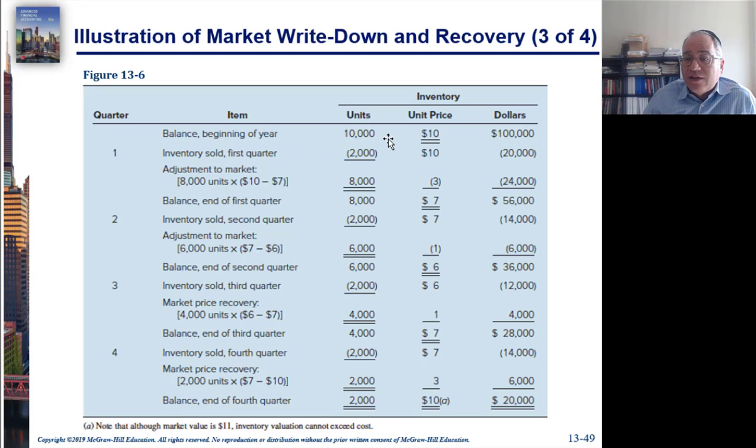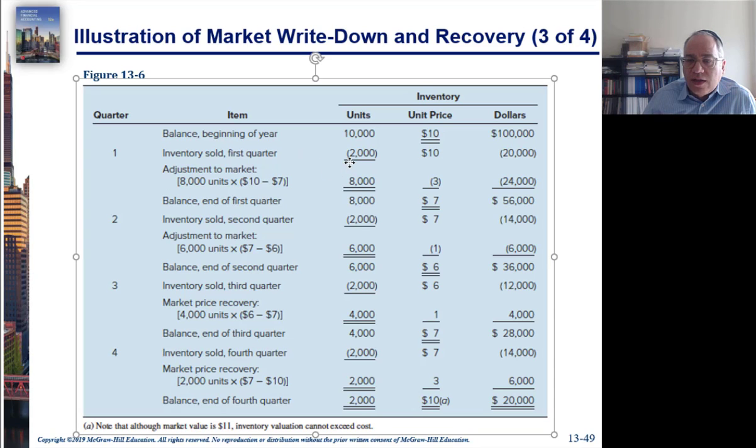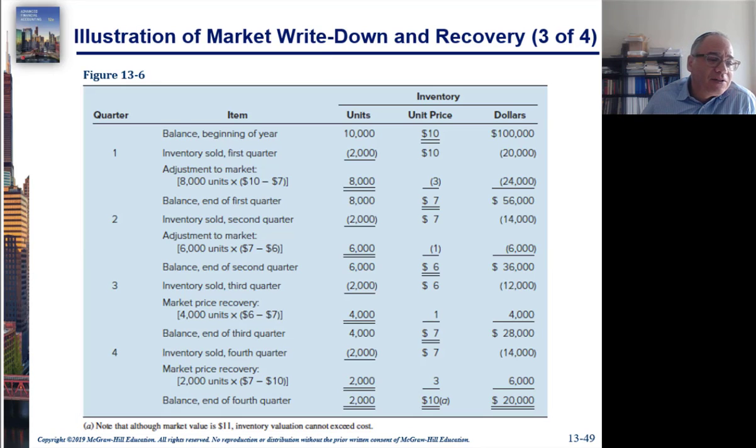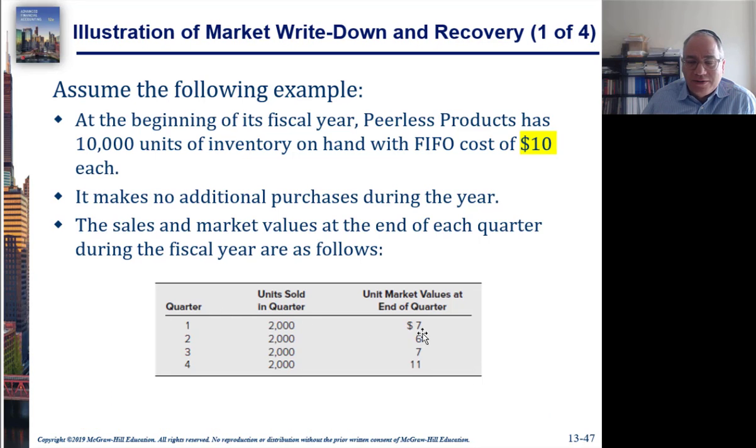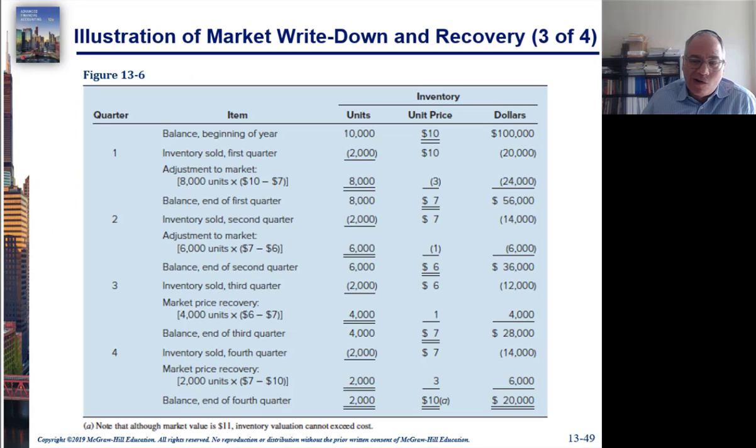So we start off with 10,000 units at $10 each for a total inventory value of $100,000. Anyway, we sell 2,000 units, so it comes off the books at $10, so that's worth $20,000. But, like my son would say, wah, wah, wah, the value of the inventory has dropped to $7. So we've got to write it down. We're going to write down the remaining 8,000 units by $3 as a $24,000 write-down. And now I've got 8,000 units at $7 each, $56,000.